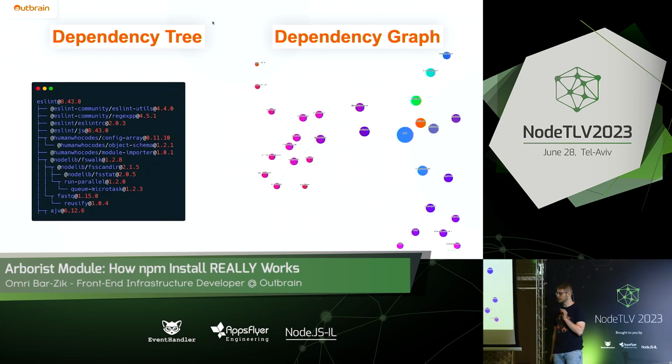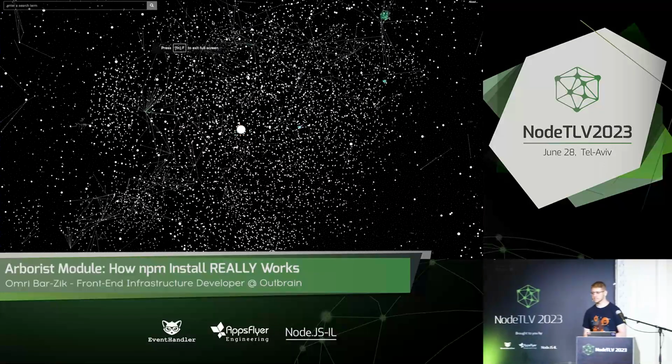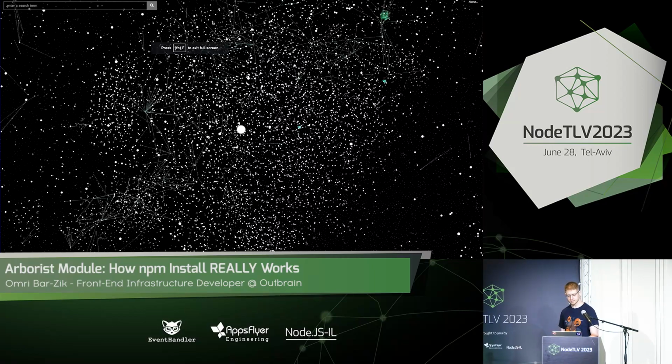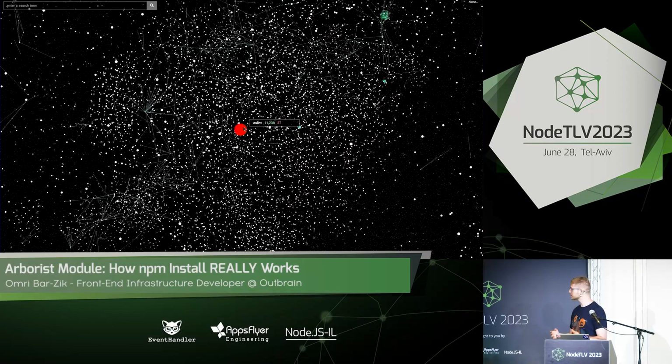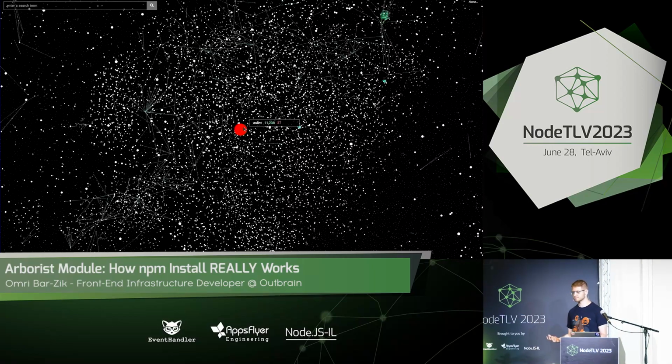And the one important mission of npm is converting from this dependency graph to this dependency tree. And I think the best way to show you the scale and the amount of processing power npm needs to actually convert from this to that is by showing you this demo. This is a single node that represents ESLint. And around this, there's millions of different nodes.